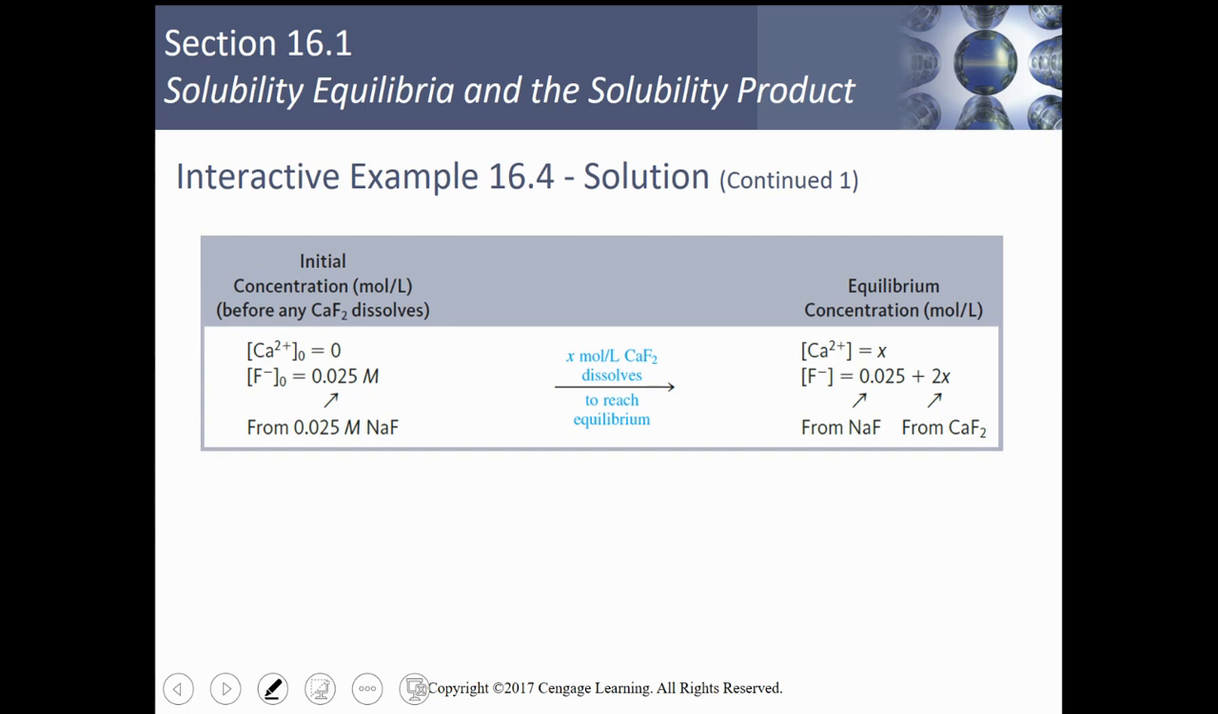Okay. So if you think about an ICE chart, or just think initial concentration, and then when we reach equilibrium, there's no ions of calcium in the solution to begin with. Fluoride, on the other hand, since you dissolved some sodium fluoride in there, has an initial concentration. So calcium is going to be 0 plus X, giving you just X at equilibrium. And then fluoride is going to be your 0.025, which is that initial concentration of sodium fluoride, plus 2X because of that coefficient. You're producing 2 moles of it.